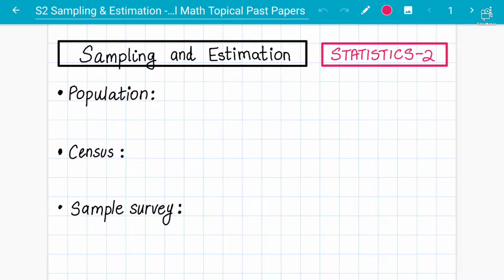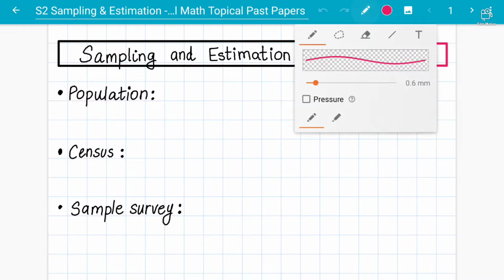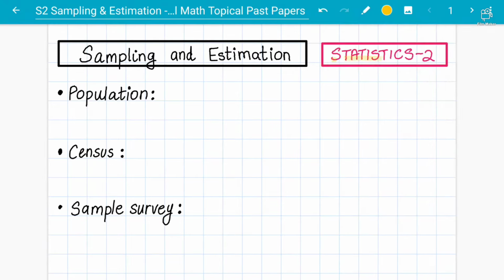So today we are going to start talking about statistics 2. As you can see on the screen, we are going to discuss statistics 2 and the chapter number is 4. The playlist is already available for the other 3 chapters. So we are going to discuss sampling and estimation.